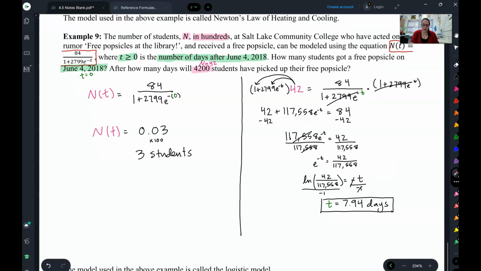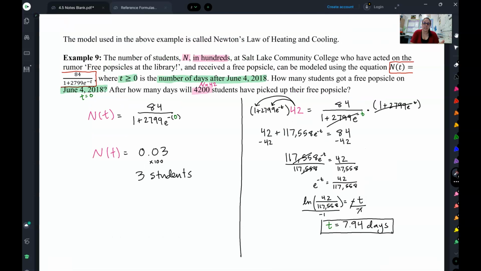Anyway, that is all for 4.5. You are officially done with Chapter 4 on exponentials and logarithms. You are a pro at story problems. And when we come back for Chapter 5, we will start into a totally different subject, which is conic sections.